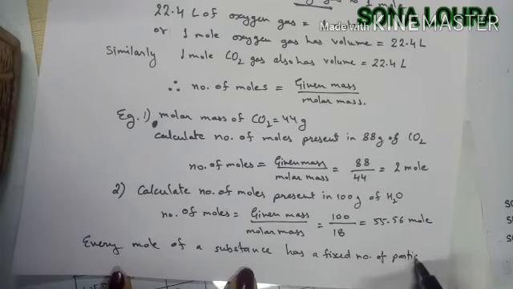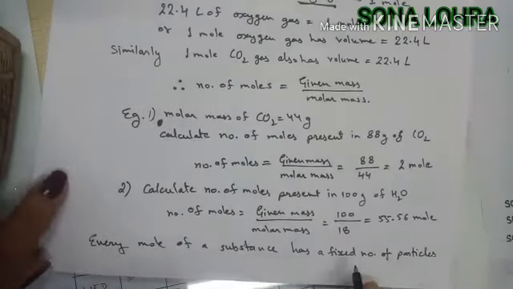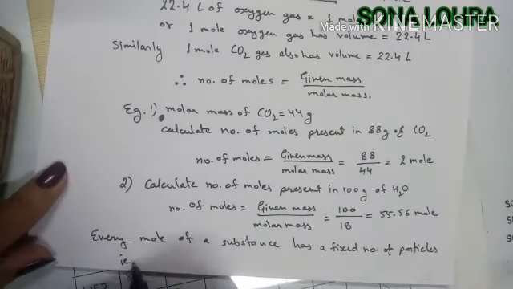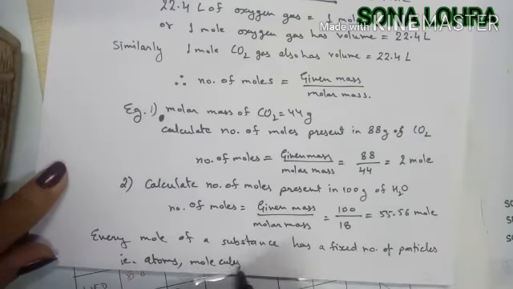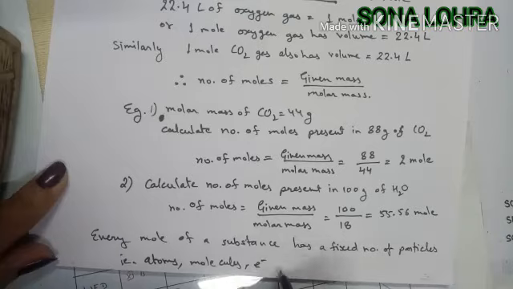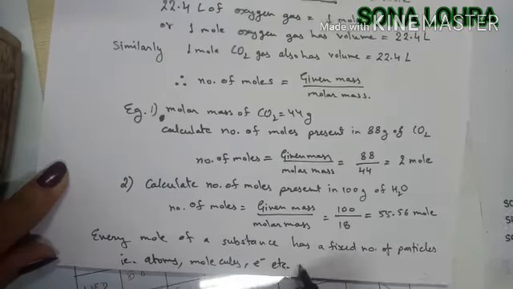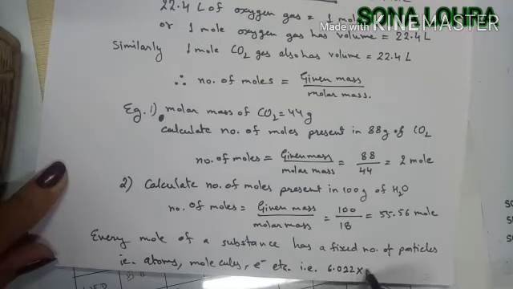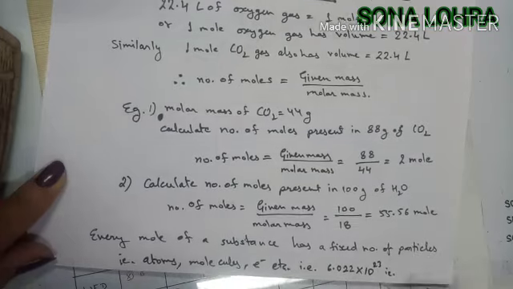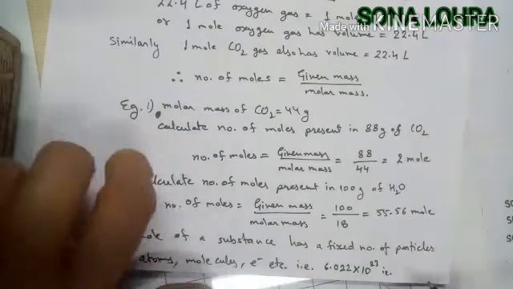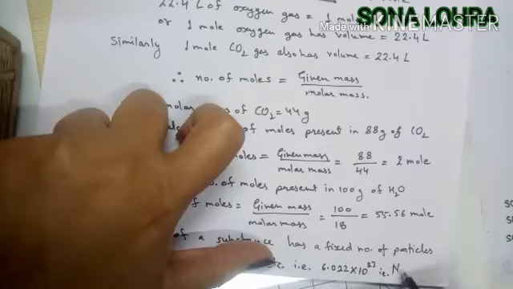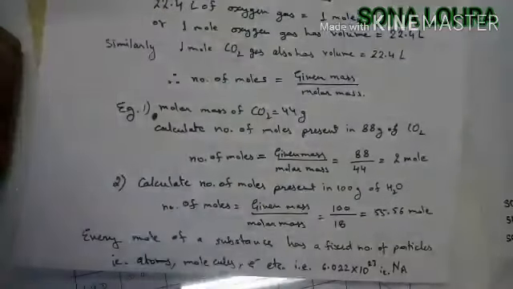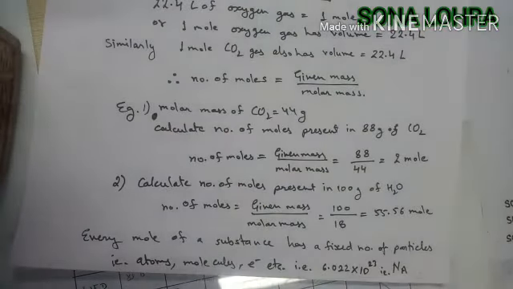Every mole of a substance has a fixed number of particles, that is atoms, molecules, electrons, etc., which is named as Avogadro number, given by Avogadro. It is a constant number because every mole of a substance has the fixed number of atoms, and the value for this Avogadro number is 6.022 into 10 to the power 23. It is symbolized by Na, that is number of Avogadro.